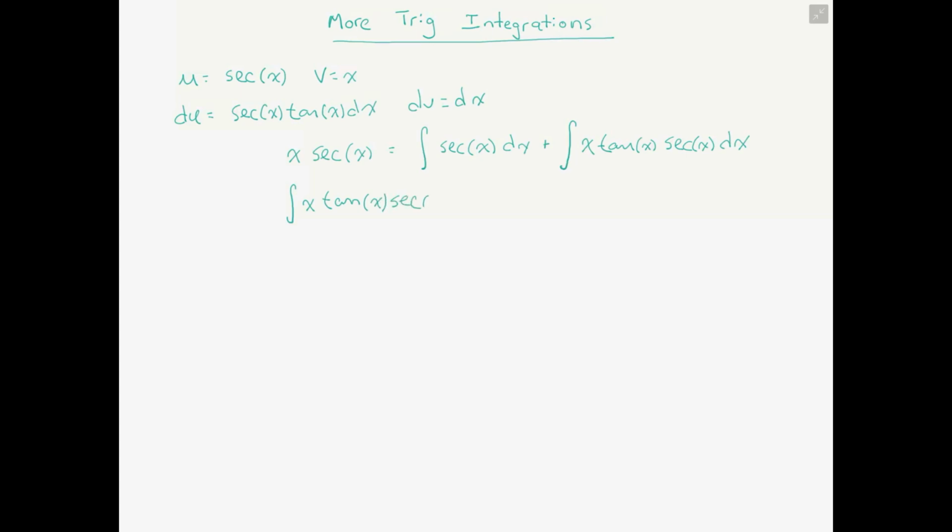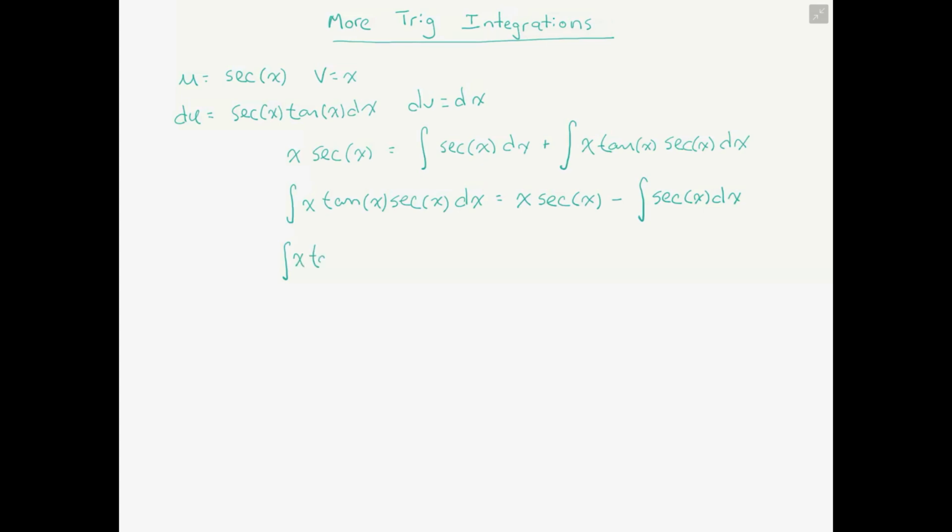Doing a little rearranging, we have the integral of x tan x secant x dx equals x secant x minus the integral of the secant of x dx. And that was the integral that we had just solved in the previous example. So we know what that is. And that's the natural log of secant of x plus tan x.